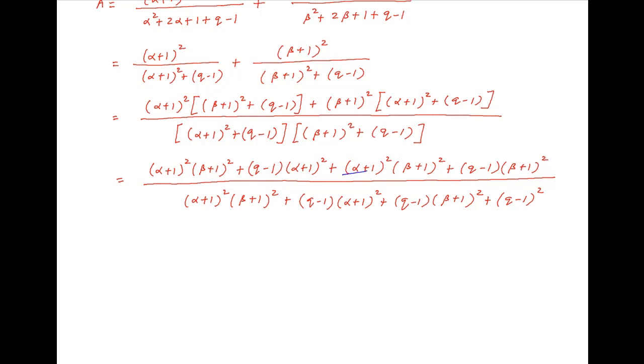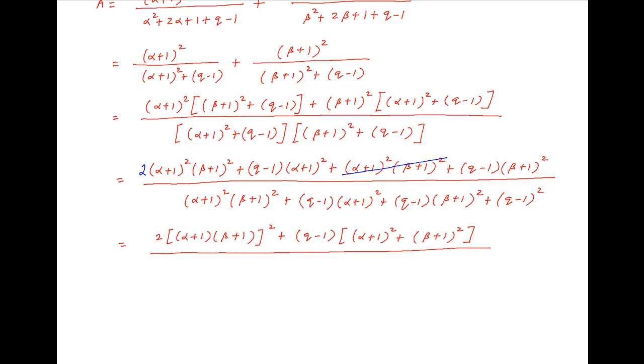The numerator, the first and the third terms are equal, so we combine them. Therefore, the value of A is equal to 2 times alpha plus 1 times beta plus 1 whole square plus, combining the remaining terms in the numerator, q minus 1 is taken common, and in brackets we have alpha plus 1 whole square plus beta plus 1 whole square. And the denominator is equal to alpha plus 1 times beta plus 1 whole square plus, taking q minus 1 common between the second and the third terms in the denominator, we get q minus 1 times in brackets alpha plus 1 whole square plus beta plus 1 whole square, and finally plus q minus 1 whole square in the denominator.